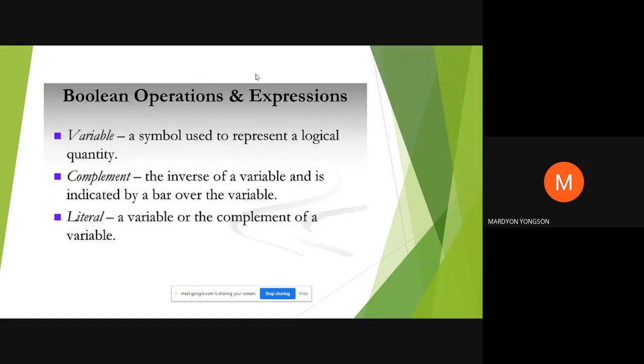And then sa Boolean algebra, may tinatawag tayong operation and expression. So we have variable, a symbol used to represent a logical quantity. And also we have complement, the inverse of a variable, indicated by a bar over the variable. And then we have literal, a variable or the complement of a variable.